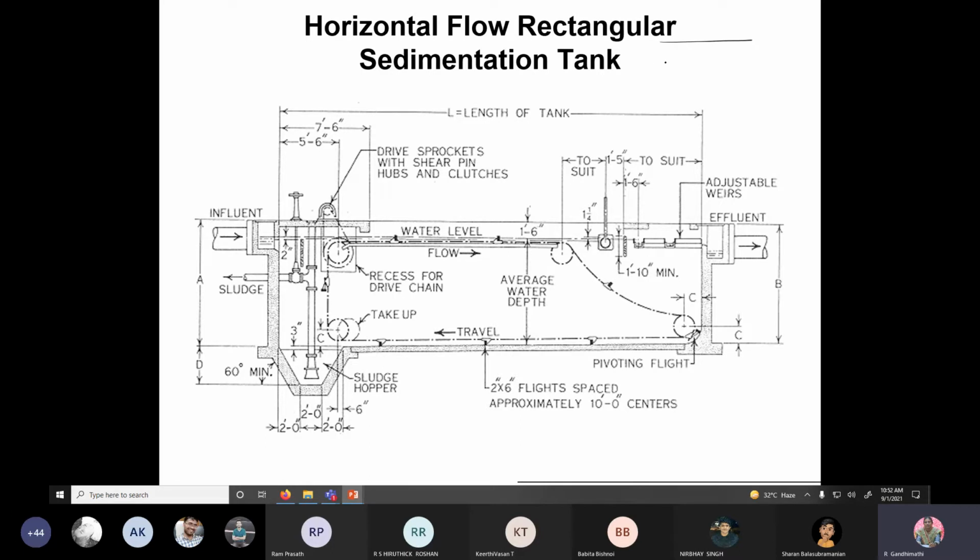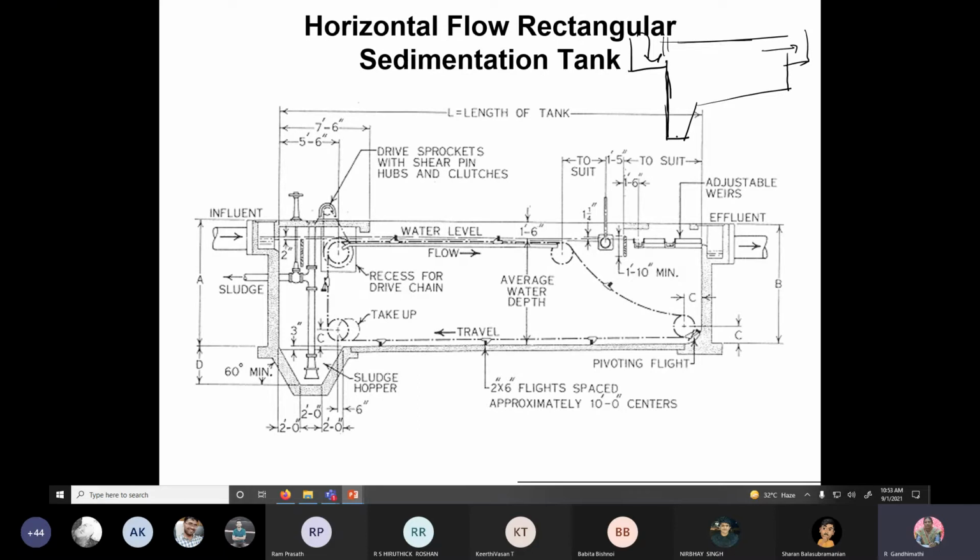This may be like this. The bottom portions may be the, then this is the top portion, you are allowing the water into this. This is the weir arrangement at the outlet. I will show the photograph.